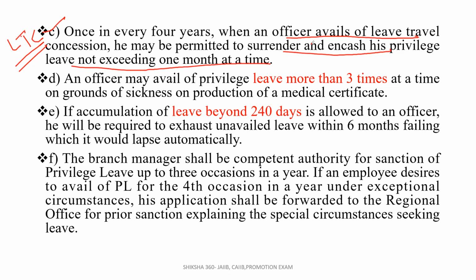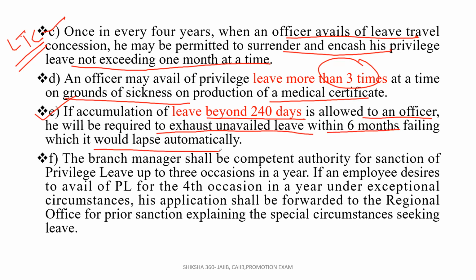An officer may avail of privilege leave more than 3 times at a time on ground of sickness on production of a medical certificate. Clear? Basically, if you are going on privilege leave for more than 3 times in a year, you will have to give a medical certificate, on ground of sickness. If a cumulation of leave beyond 240 days is allowed to an officer, he will be required to exhaust unavailed leave within 6 months, following which it would lapse automatically.